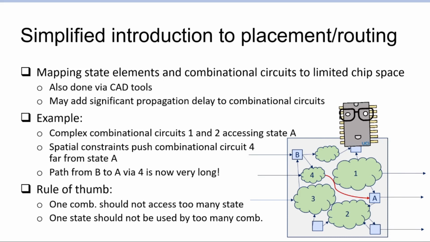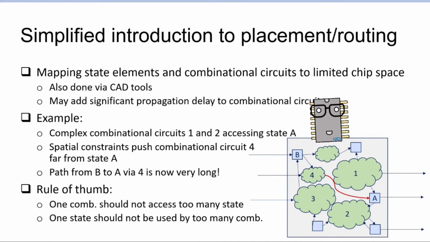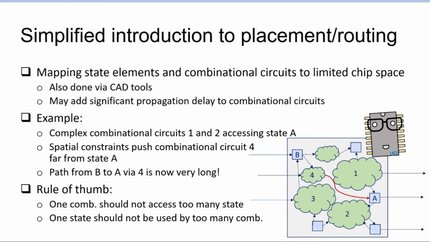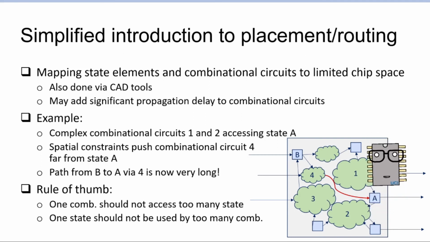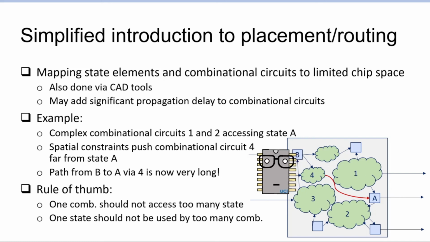So here's an example of how that can happen. Of course, there are many different cases that may call for something like this. Let's look at a sequential circuit described here. Let's say we have complex combinational circuits 1, the green cloud here, and 2, accessing a shared state A, which you see here. And we can also have a complex, or maybe less complex, combinational circuit 4, which also needs to access A.